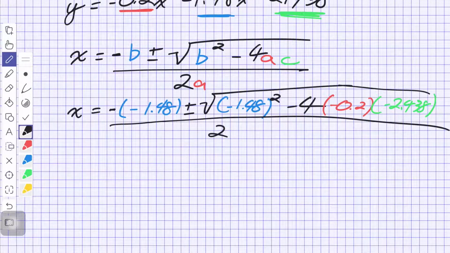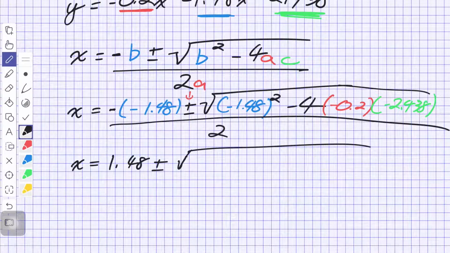So we're going to start just calculating. This is all just carrying out basic math now. As long as we can carry out basic math, we're going to be able to do this each time. The only part that's going to get tricky is when we start to deal with this plus or minus, but I'll talk about that when we get there. So x is equal to negative times a negative, which is going to be a positive. So we have positive 1.48 plus or minus the root of.